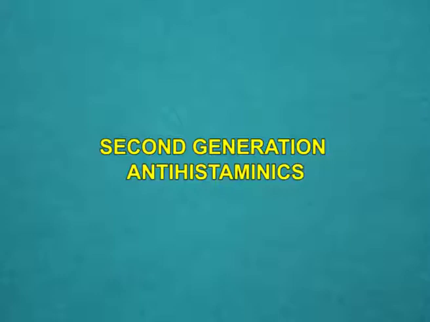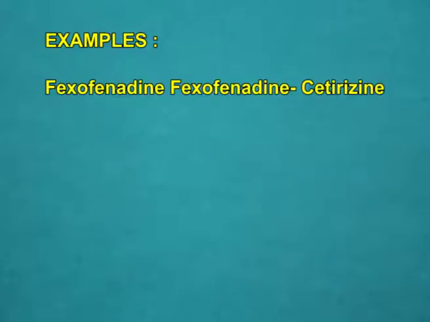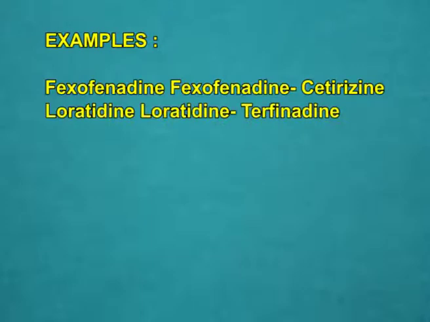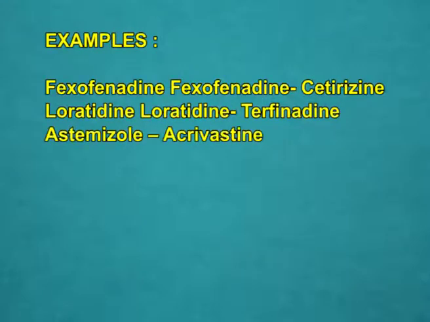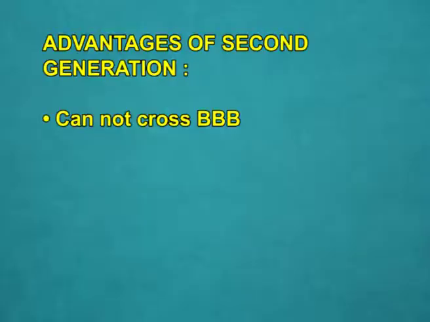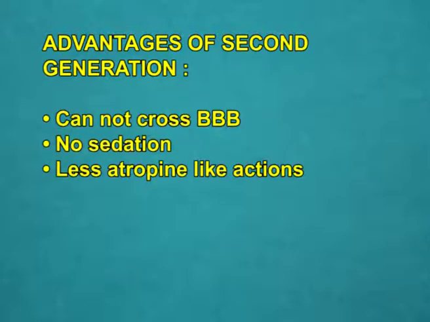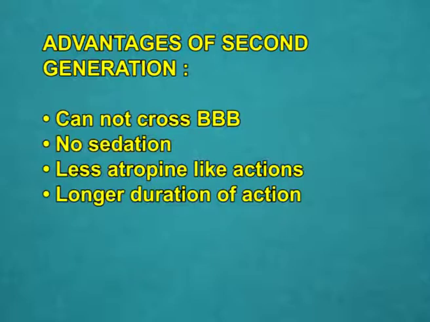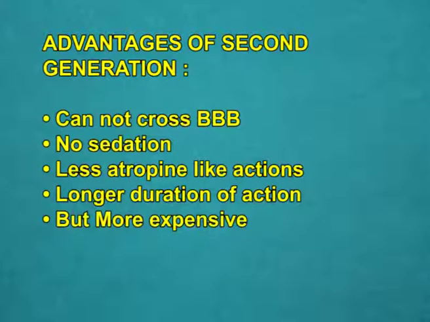Now we come to the second generation of antihistaminics. Examples are fexofenadine, cetirizine, loratadine, terfenadine, astemizole and acrivastine. Advantages of second generation over first generation are as follows: cannot cross the blood-brain barrier, no sedation, less atropine-like actions, longer duration of action, but more expensive.